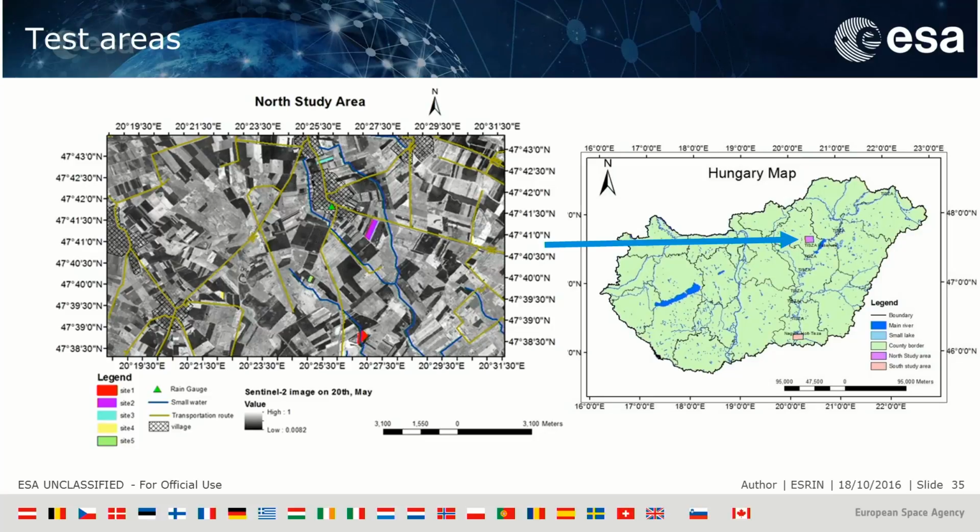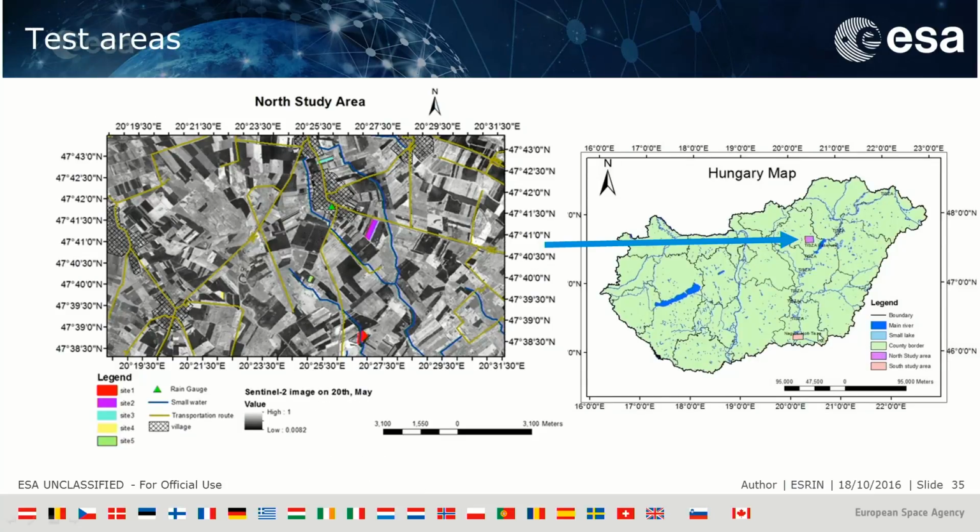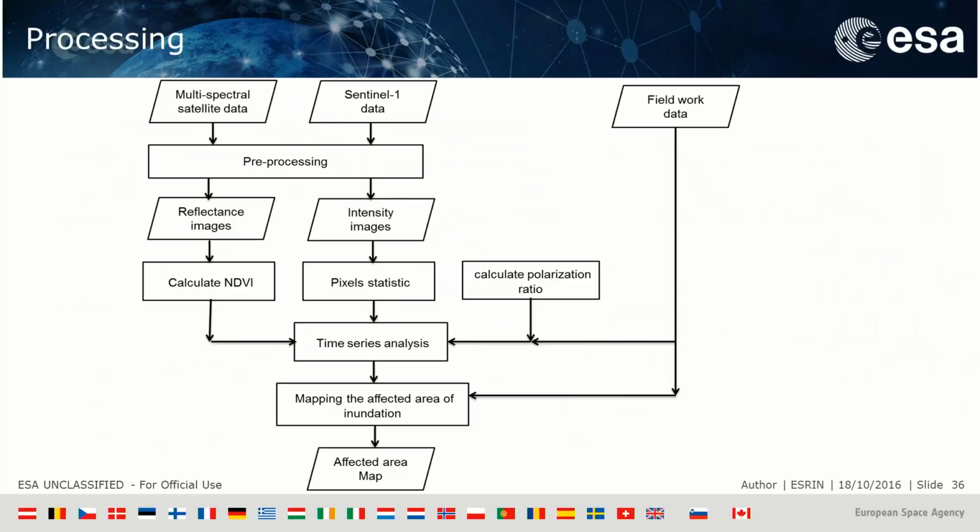What a student of mine and I were doing, we had two test areas, one in the northern part of Hungary, and the other in the southern part. So this is the northern part, and this is the southern part of Hungary. These are really inundation-prone areas. We were analyzing Sentinel-1 and Sentinel-2 images together to get the inundated and the non-inundated pixels.